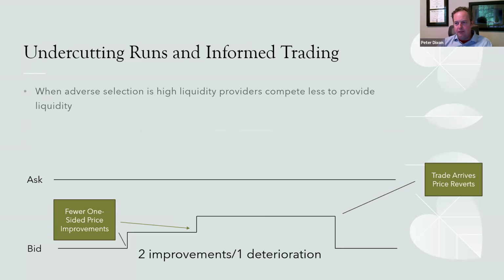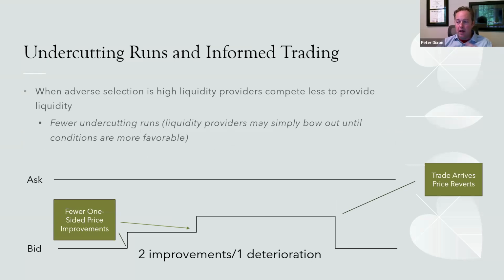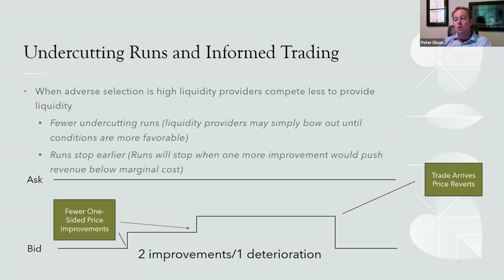But when there's informed trading, when adverse selection is high, liquidity providers will compete less to provide liquidity. We may see fewer undercutting runs in general. Liquidity providers may simply bow out until conditions are more favorable, or runs will stop earlier because runs will stop when one more improvement would push the revenue below the marginal cost. So in this kind of hypothetical example, you see 2 improvements to 1 deterioration. And so we're going to argue that the prevalence of undercutting runs can be used to measure informed trading.